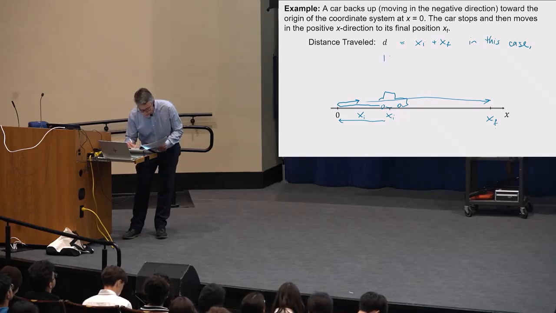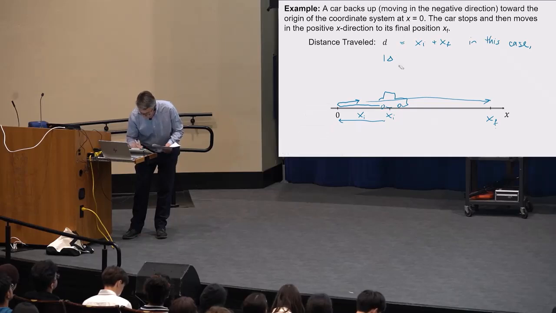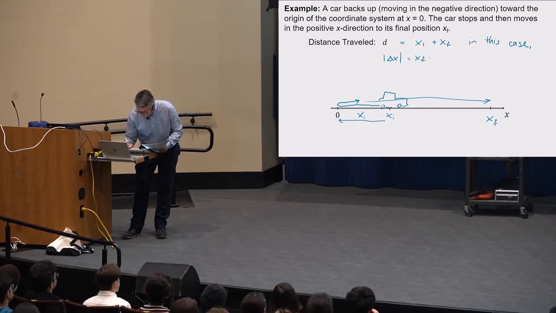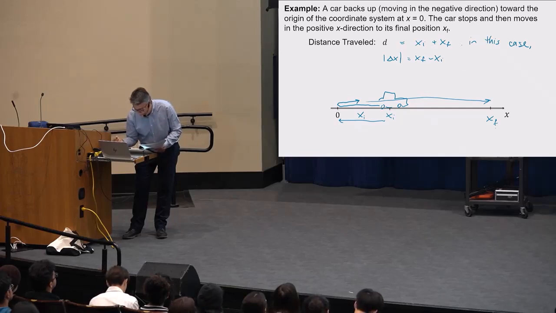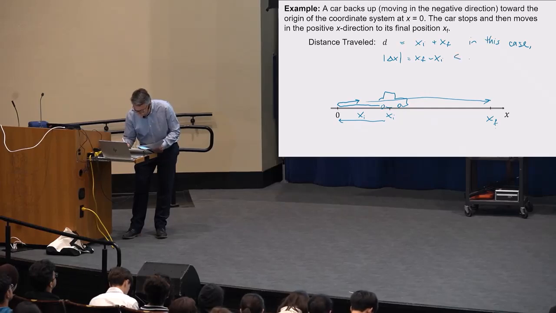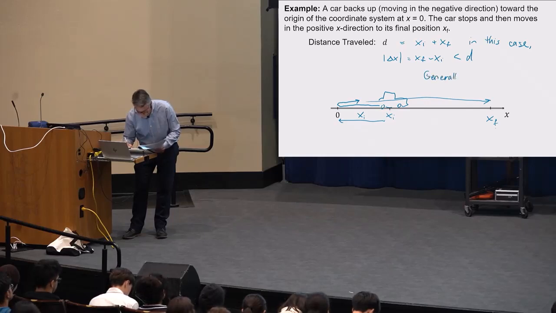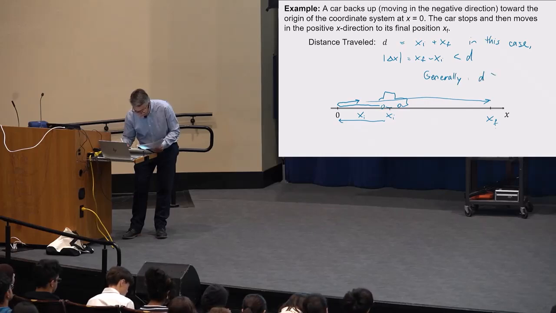Which is funny because delta x was the difference, right? Magnitude of the displacement was x final minus x initial. And so that's going to be less than x final plus x initial. So less than d. And generally, I think that d is greater than or equal to the magnitude of delta x.